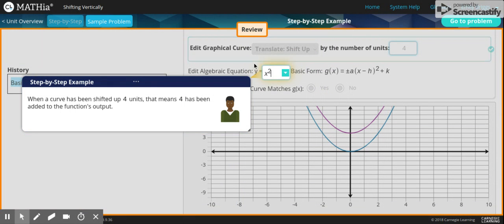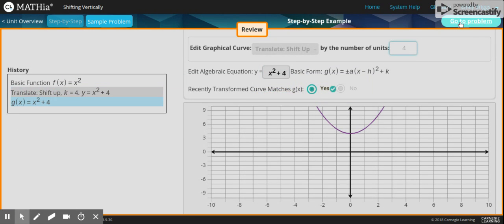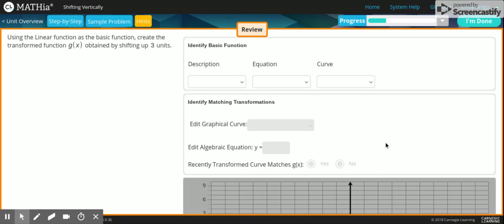Then to write this equation, you have to write plus 4, because it's on the outside of the parentheses, so you don't need parentheses. And now it's one curve, so yes. And then you're ready to go to the problem.